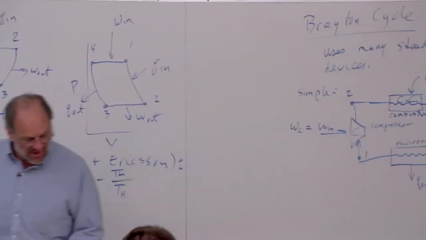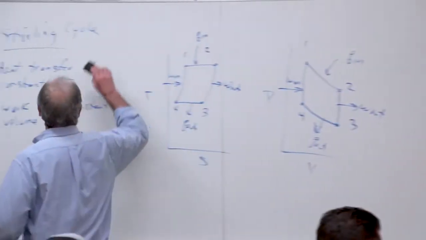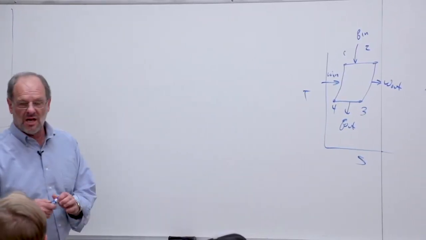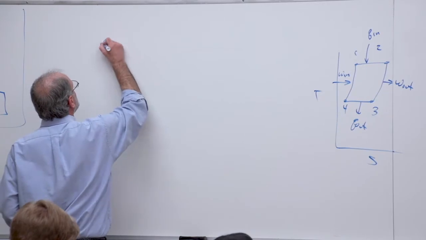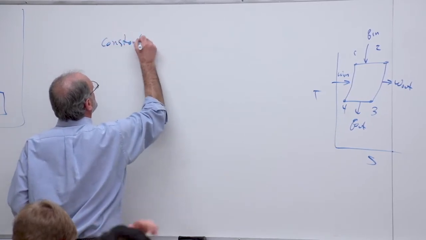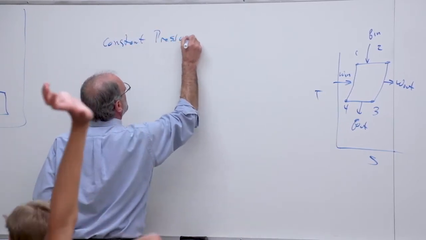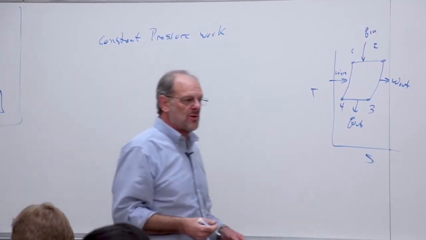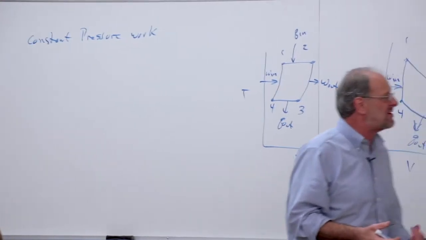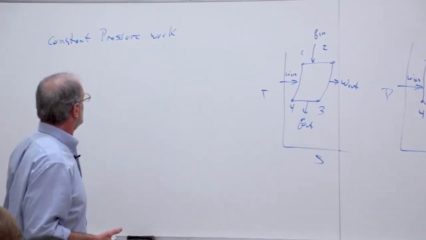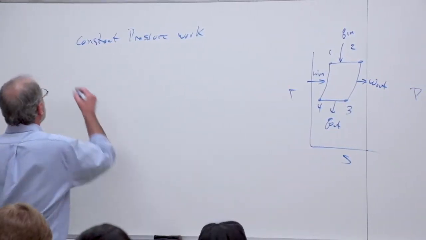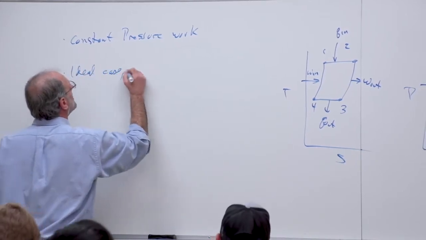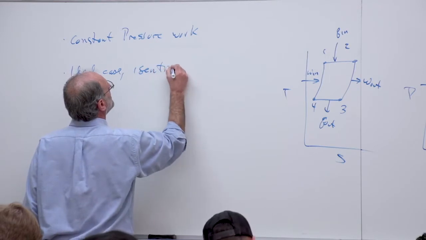Now, one other thing I might want to note, just as a reminder, is that the work that's done in a Brayton cycle is done at constant pressure. So, constant pressure work. And this would be both the work input and the work output, right? The work output from the turbine is done at constant pressure. The work input to the compressor is done at constant pressure. So we have constant pressure work. And then also note that in the ideal case, we have isentropic.